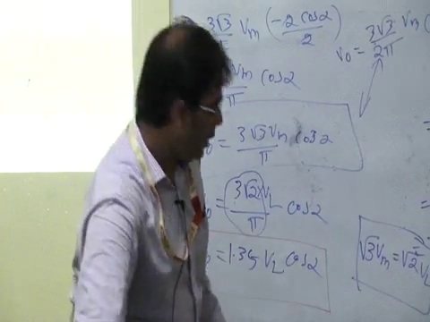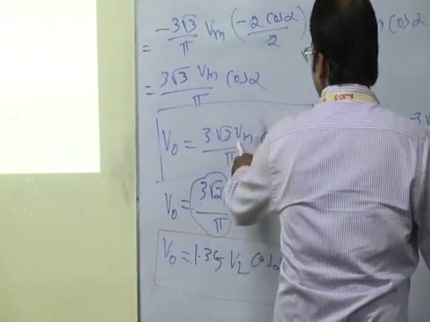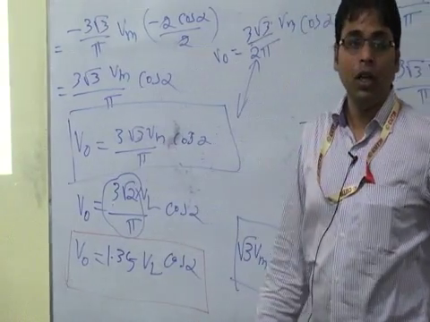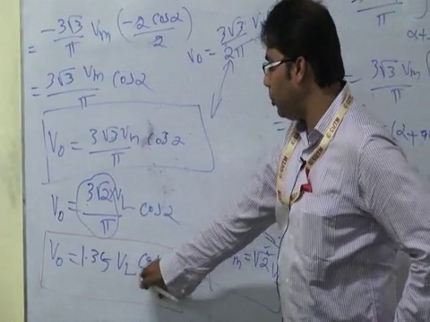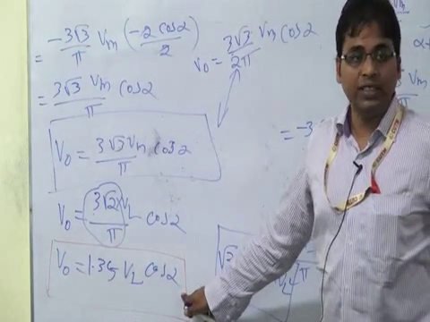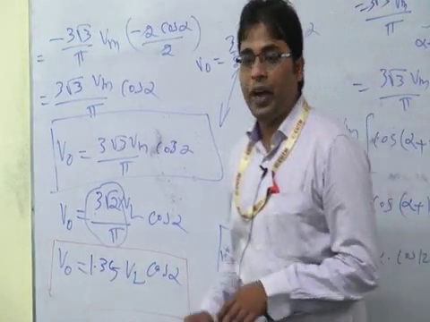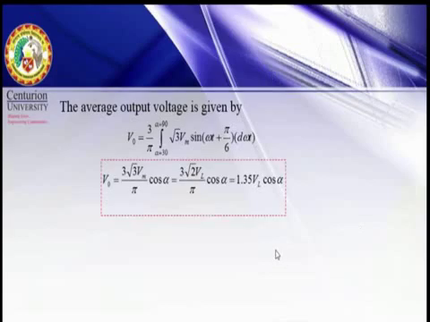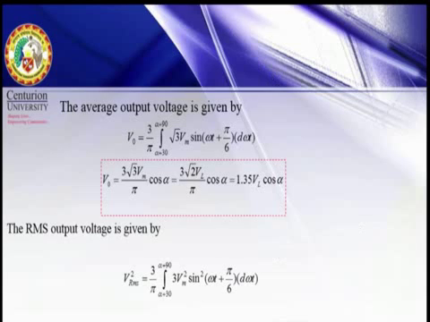This is the final expression of output voltage of 6 pulse rectifier in terms of line voltage. The earlier one was in terms of maximum phase voltage. This is in terms of line voltage. The output voltage is 1.35 VL cos alpha. Okay. Similarly, we can find out the RMS output voltage. So just do the integration for RMS output voltage and let me know how much you are getting.